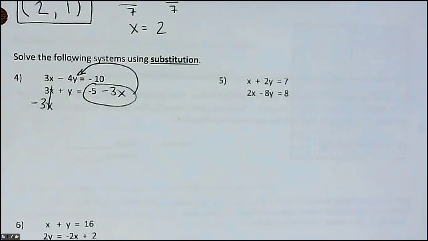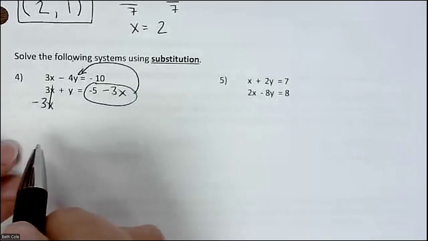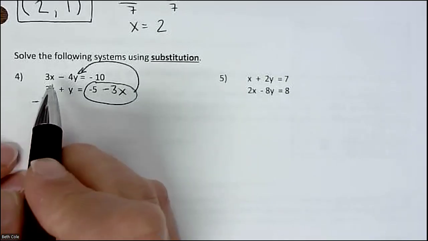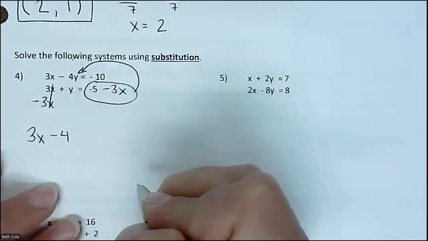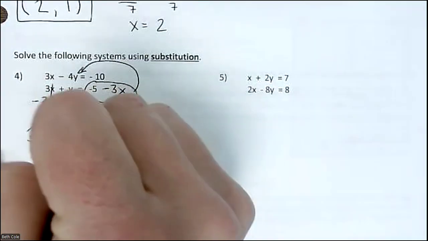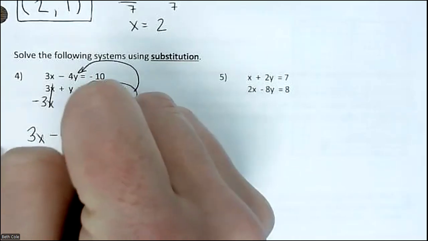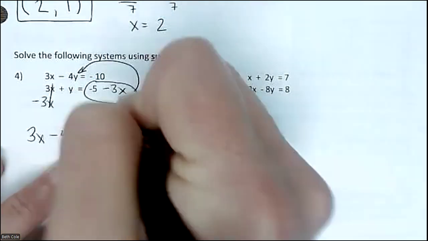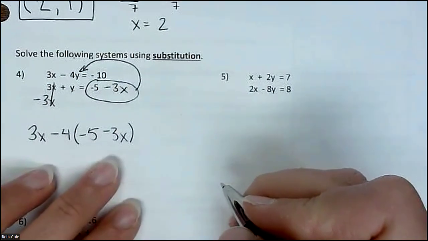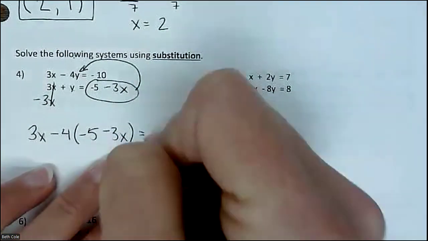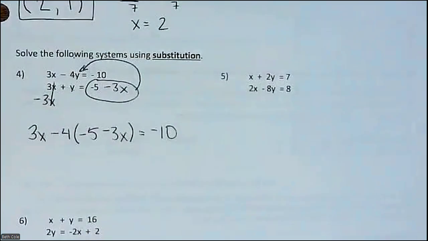This is the only step that's hard. And if you get this step, you're going to get the rest of it because you guys are good at solving equations. What am I going to write down? 3x, good, minus 4 parentheses, negative 5 minus 3x, whatever order you wanted to put that in, really, it doesn't matter, equals negative 10. Beautiful. If you get that, you're going to get the rest of it.